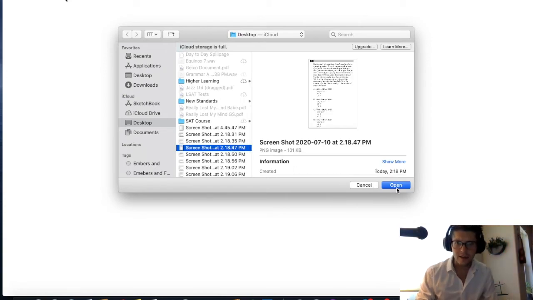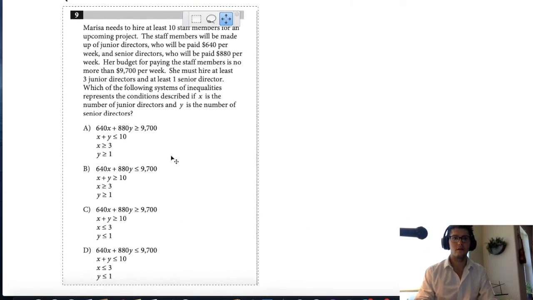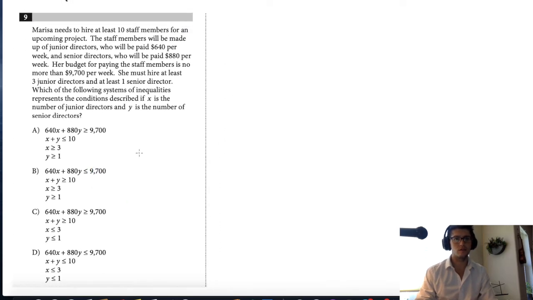Okay, I think this is 9. Okay, so look at this massive stack of information. Let's go to the end here. Which of the following systems of equations represents the conditions described if X is juniors? Look down here. Okay, this thing about 3s. And Y is seniors. Okay, cool.